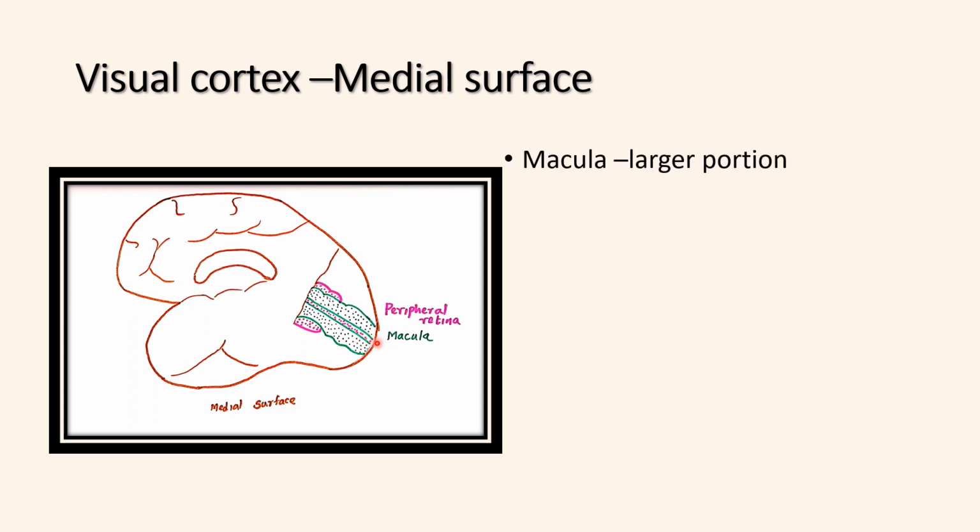macula. The macular representation in the cortex is larger compared to the peripheral retina. The orange color is the peripheral retina representation. It is smaller. The macula is the small area located in the fovea centralis, and its representation in the primary visual cortex is higher than the peripheral retina. So in lesions of the occipital cortex and optic radiation, macular sparing occurs because the macular representation in the primary visual cortex is larger than the peripheral retina.